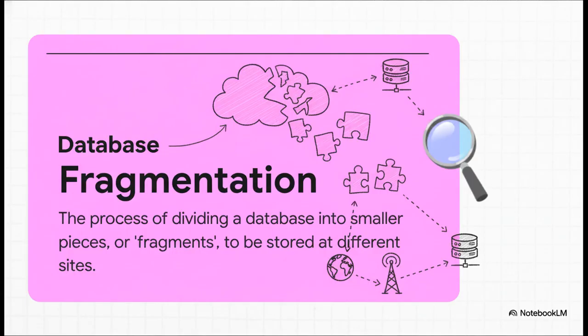The key strategy for pulling this off is something called fragmentation. Now, the name sounds a little technical, but the idea is actually super intuitive. You take your data and you break it up into logical chunks, or fragments. Then, you can store those fragments at the locations where they're actually used the most. This slashes network delays and gives you a massive performance boost.